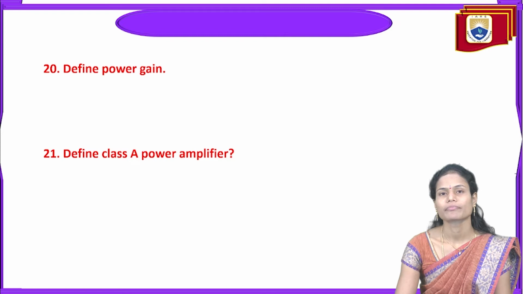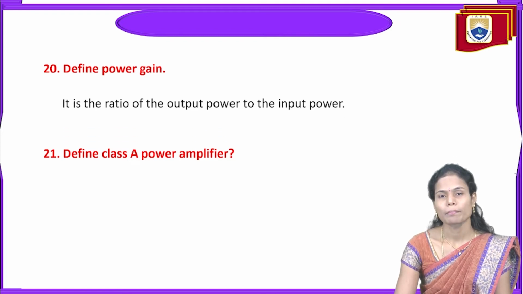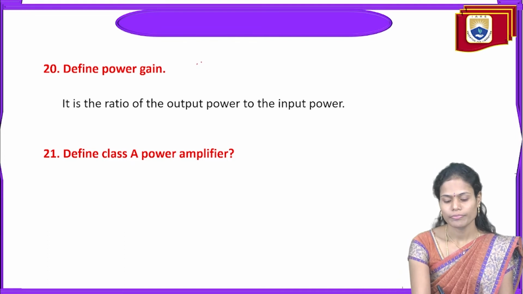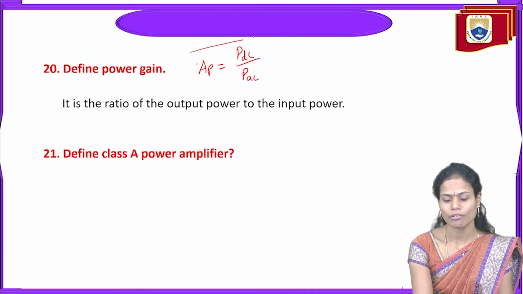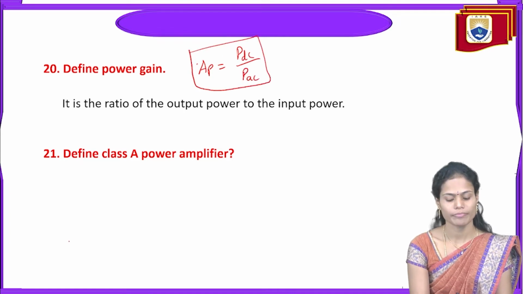And next, define power gain. So the power gain is nothing but the ratio of output power to the input power of any device here. So the power gain we can write as P_DC by P_AC of the particular device.